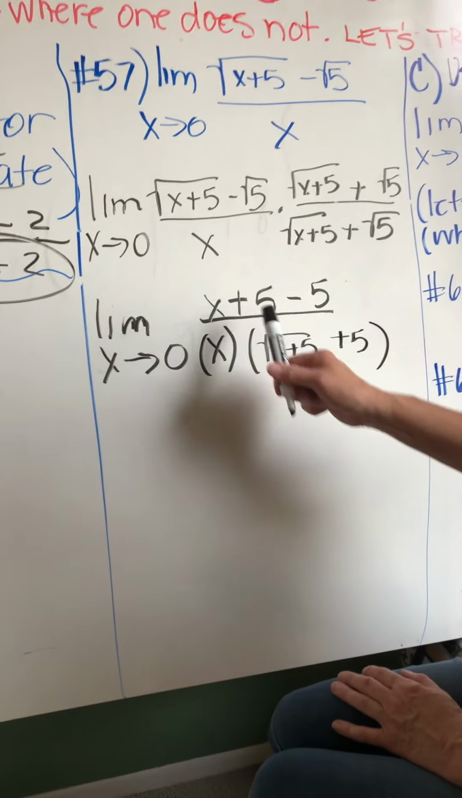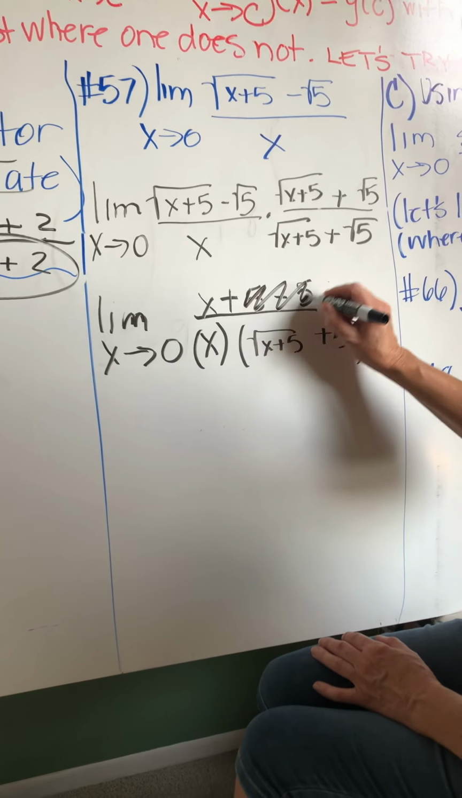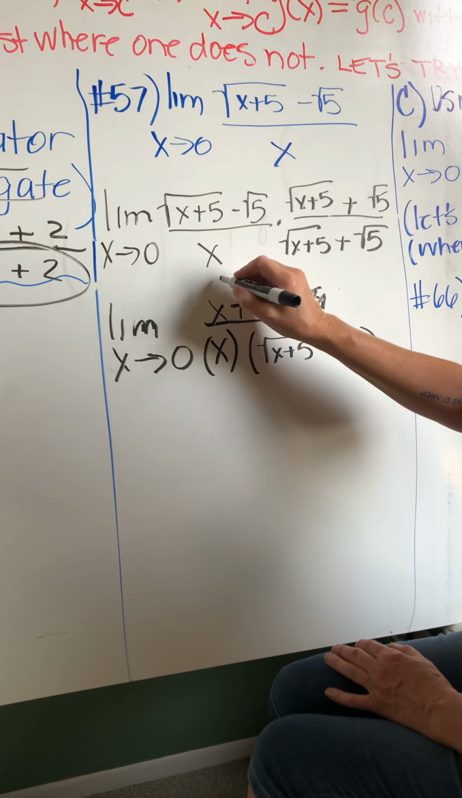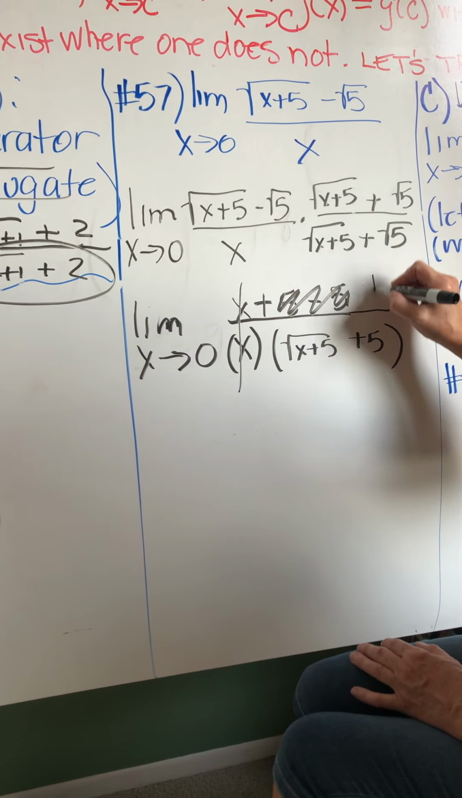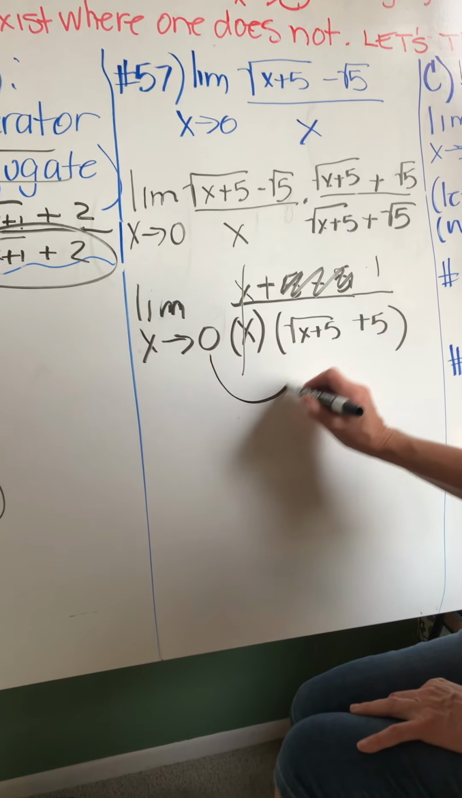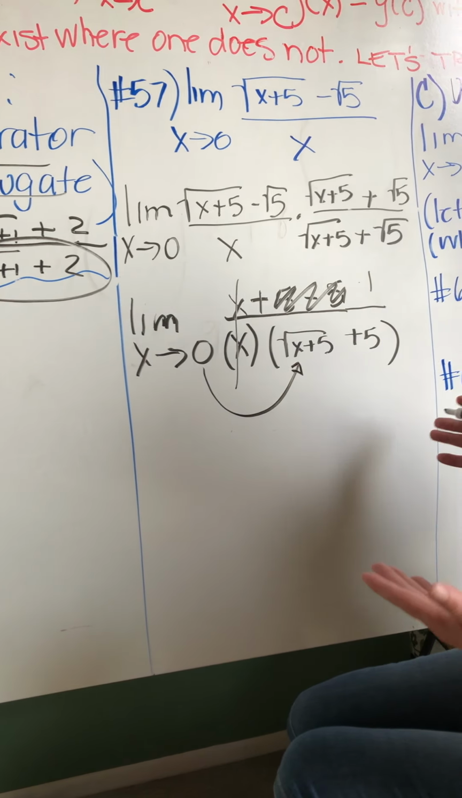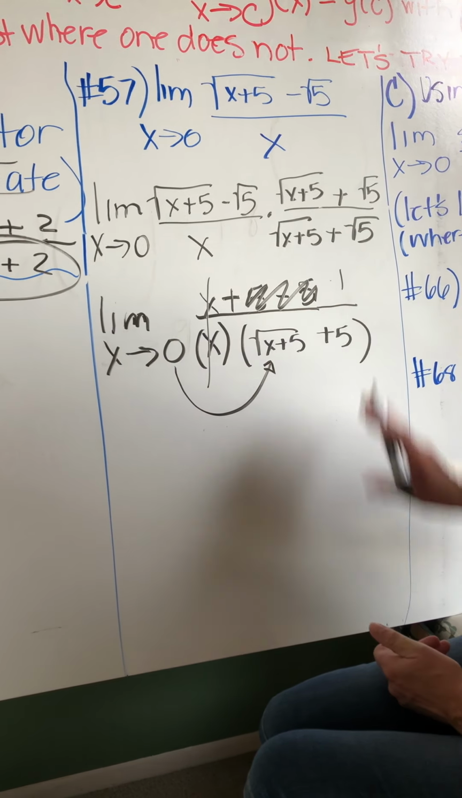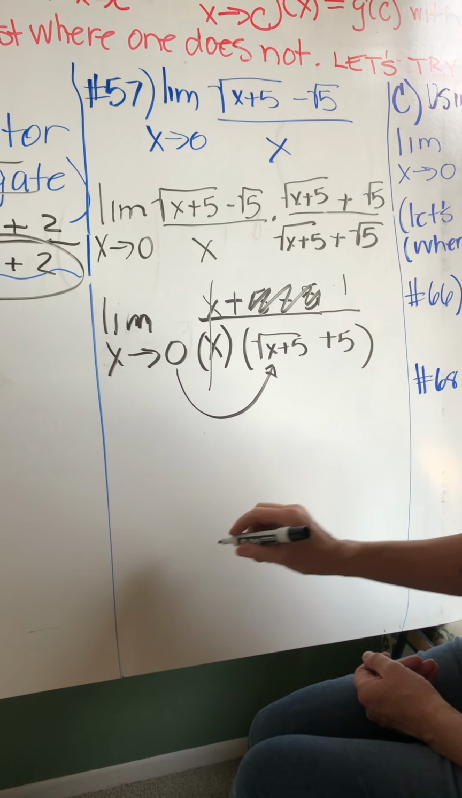Take a look in the numerator. Plus 5 minus 5. These x's cancel, and you're left with a 1. You can see the pattern that's happening here. Notice now I actually can evaluate this limit by direct substitution using my simpler function.